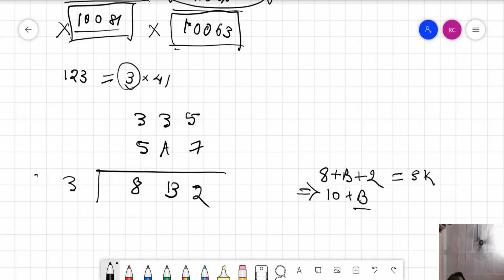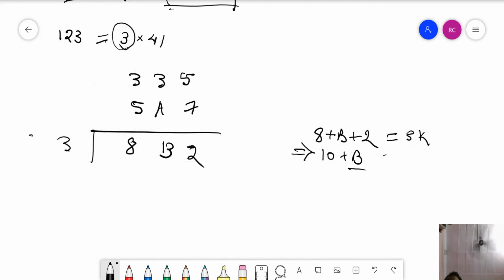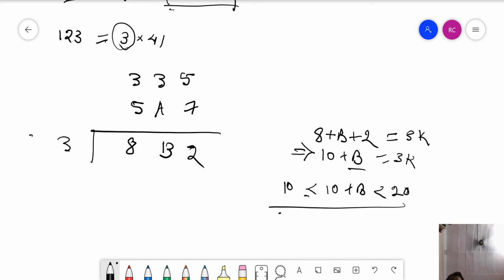So it is a multiple of 3 between 10 and 20. The multiples of 3 between 10 and 20 are 12, 15, 18. These are the only 3 multiples of 3, which means b has to be 2, 5 or 8.